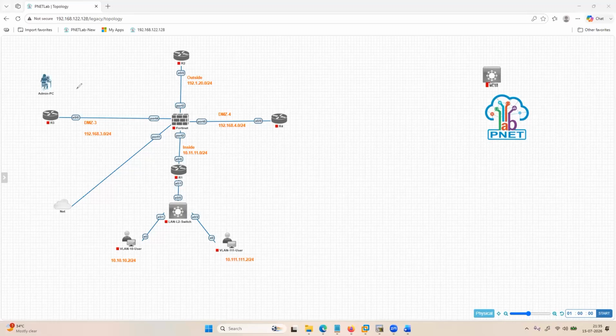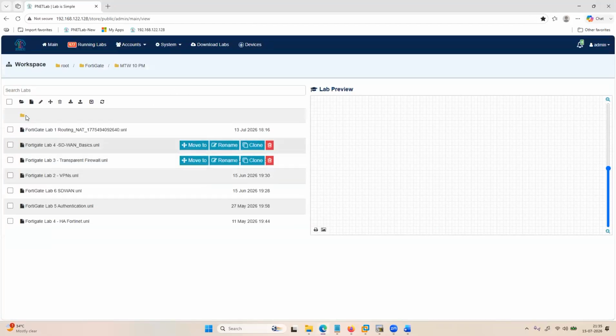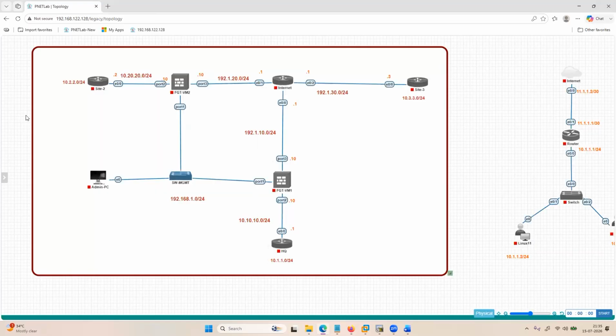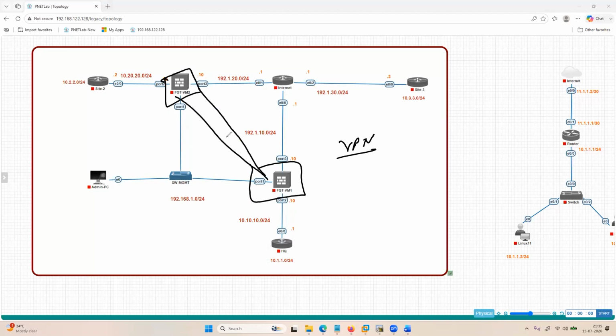Now that part will be coming, and no need to worry. And then let me open the VPN. Sorry, I closed it. So guys, once the VPN comes, you will be able to see the VPN between your FortiGate and FortiGate.